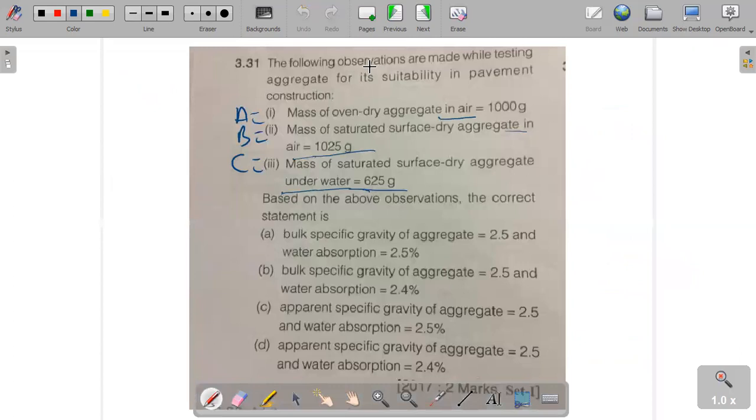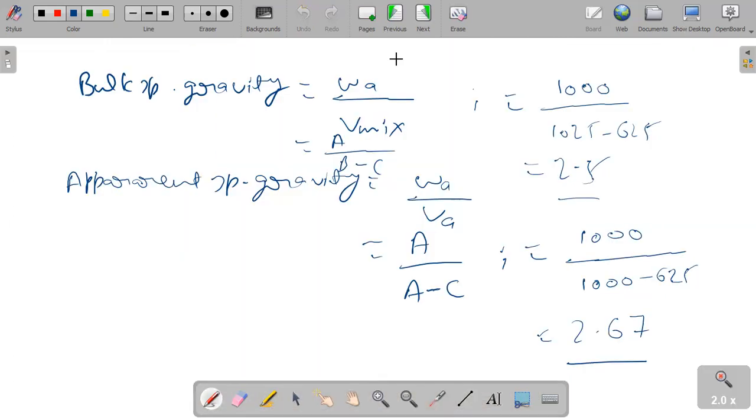But here it is asked about water absorption. We have bulk specific gravity of 2.5, here also 2.5, and apparent specific gravity of 2.67. It is confirmed that both of these answers are wrong. Let's move to calculate water absorption.